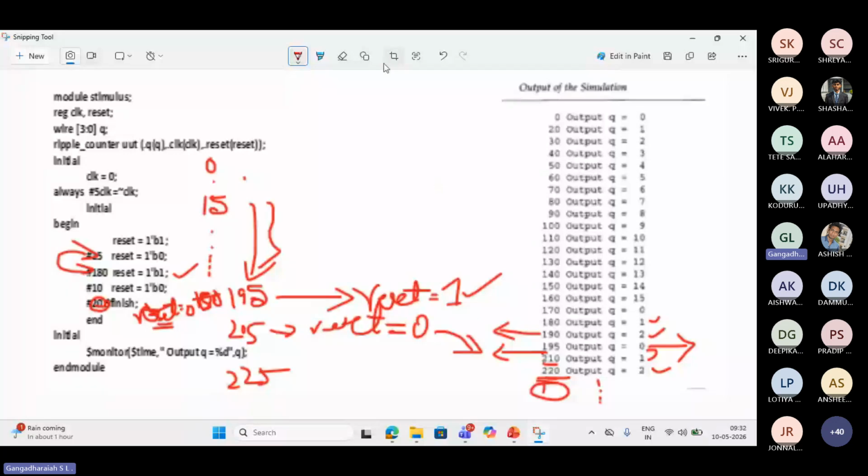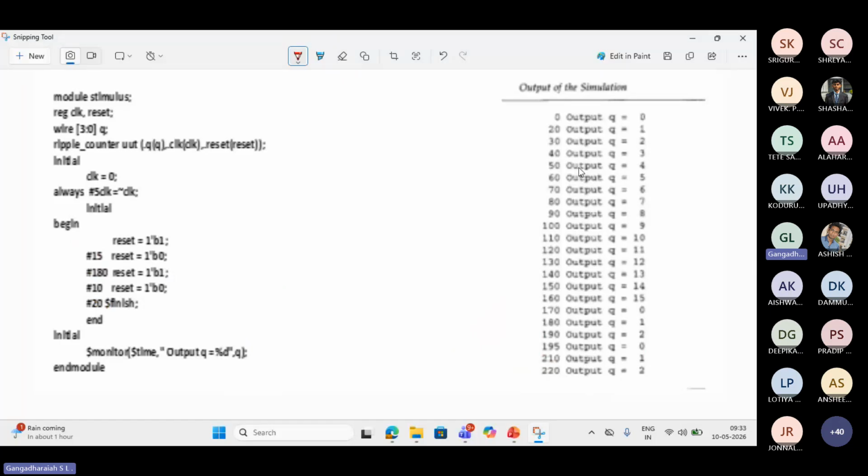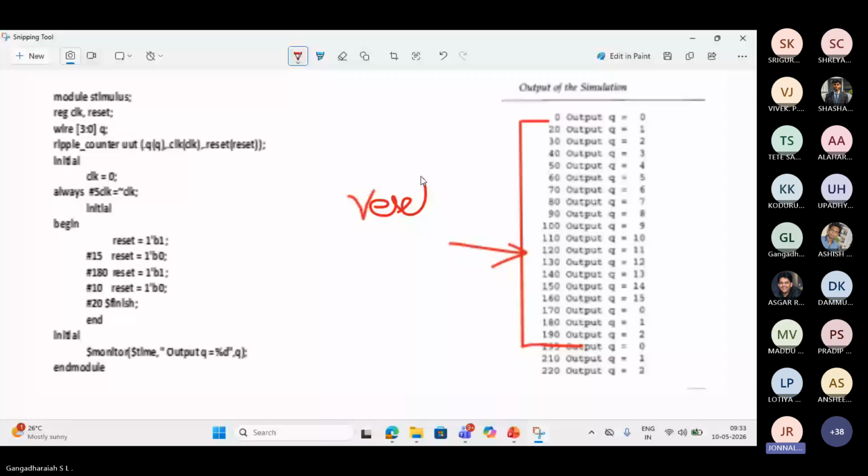Depending on your requirement, you need to generate all these test cases. From 15 to 195, my reset is 0. A question: how did the timing increment from 0, 10, 20, 30?